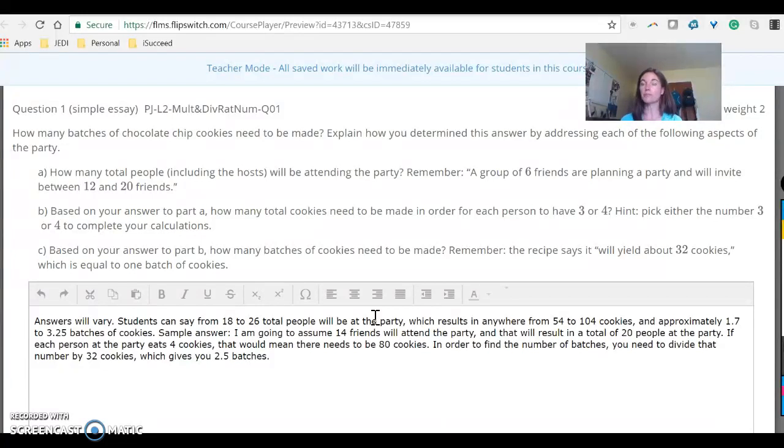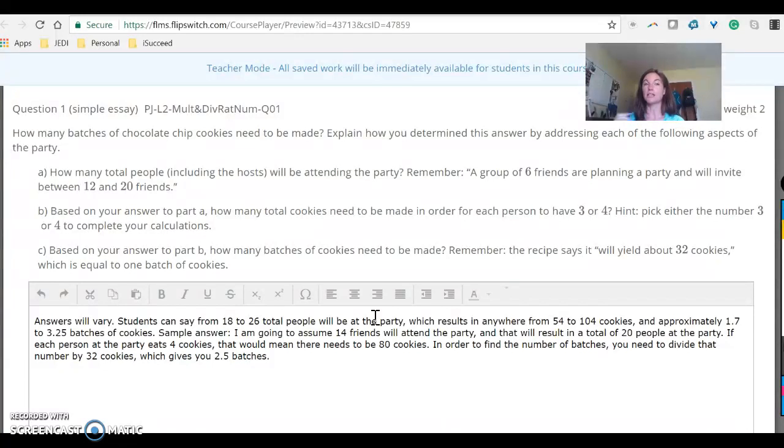And just so you know, depending on what number of guests you choose, there's going to be different answers. Again, I am doing this for you. You are welcome to use the exact same numbers that I choose. However, you don't have to. You can use your own, and the calculations will follow the same procedures, but your answers would be different. Okay, so I am going to say that we are going to have 20 people, okay? That's a pretty good number, so it's between 18 and 26.